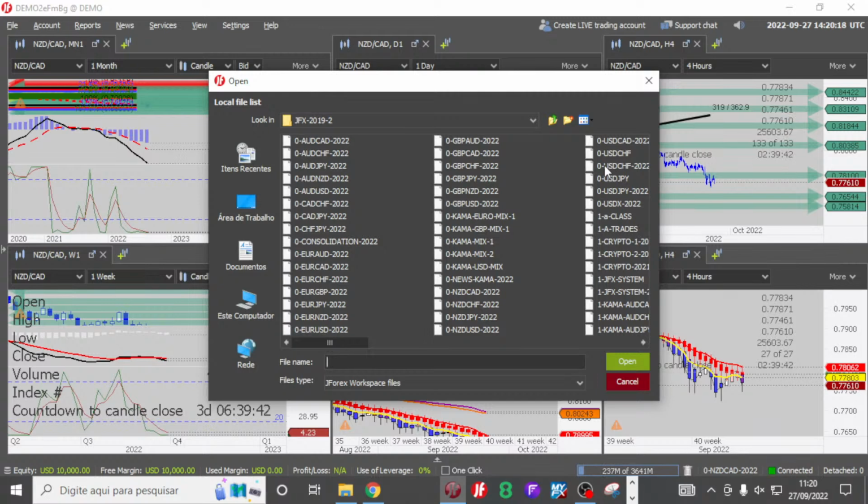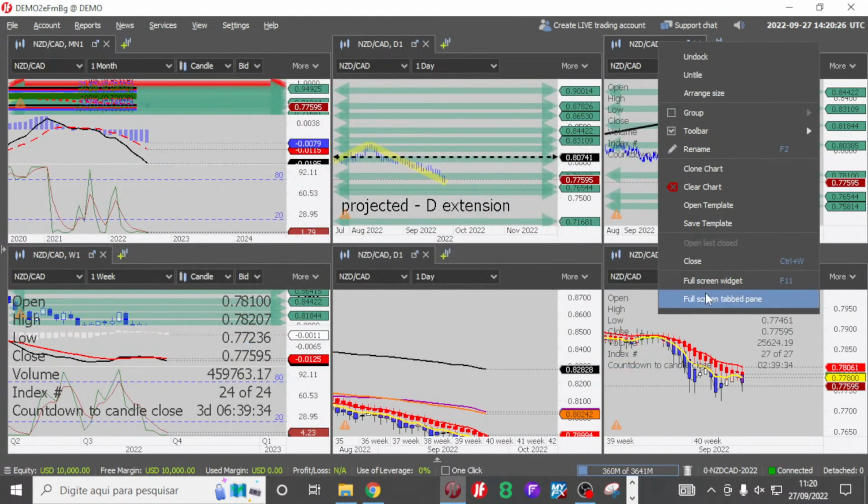27 currency pairs. Freedom, are you trading all of them? Yes, sir.